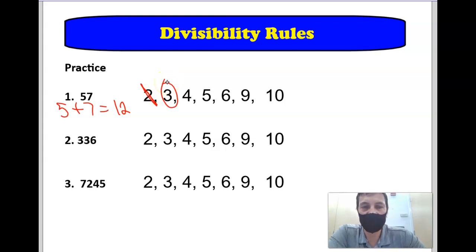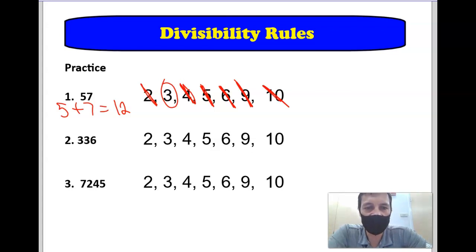Is 57 divisible by 4? Nope, it's not. I know 4 times 15 is 60, and that's not 4 away from 60. Is it divisible by 5? Nope, because it doesn't end in a 5 or a 0. Is it divisible by 6? No, I know right away because 2 didn't work. 6 won't work. How about 9? Again, I add up the digits, I get 12. 9 doesn't divide evenly into 12, so 9 doesn't work. And it doesn't end in 0, so 10 doesn't work.